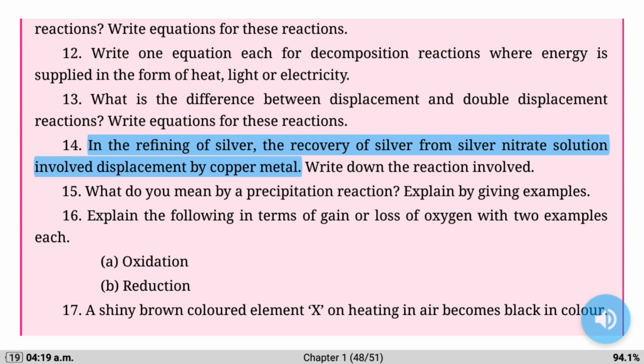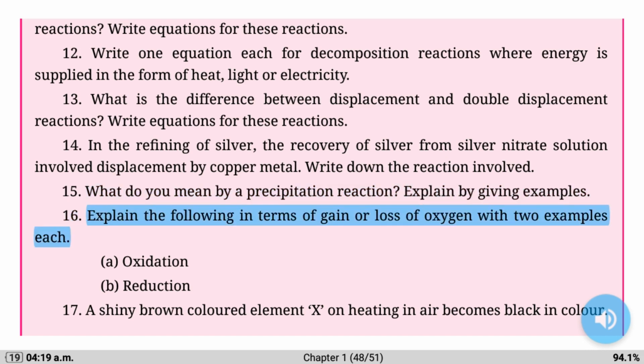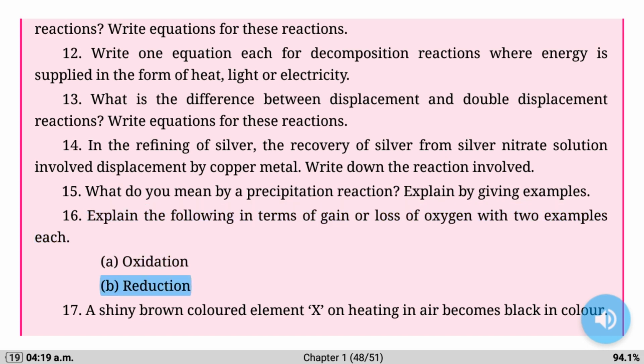14. In the refining of silver, the recovery of silver from silver nitrate solution involved displacement by copper metal. Write down the reaction involved. 15. What do you mean by a precipitation reaction? Explain by giving examples. 16. Explain the following in terms of gain or loss of oxygen, with 2 examples each. A. Oxidation. B. Reduction.